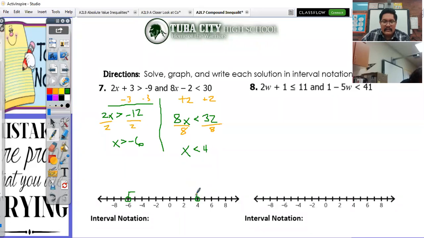So the solution we're looking for says x is less than 4. I'm going to go ahead and put another open circle here. And again, x is less than 4, so I have to go looking in the less direction, or check it. 0 is always less than positive numbers. So 0 is less than 4.